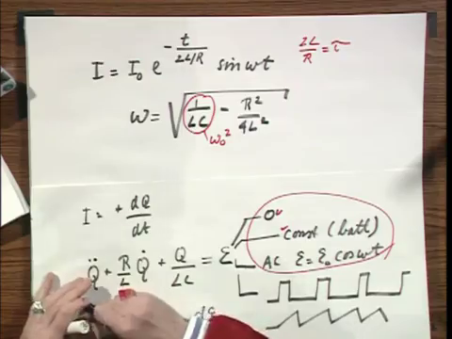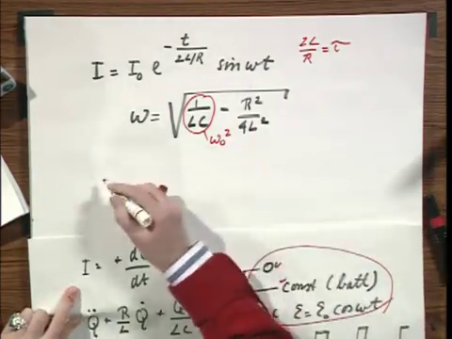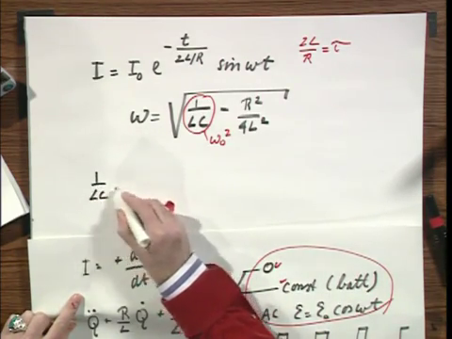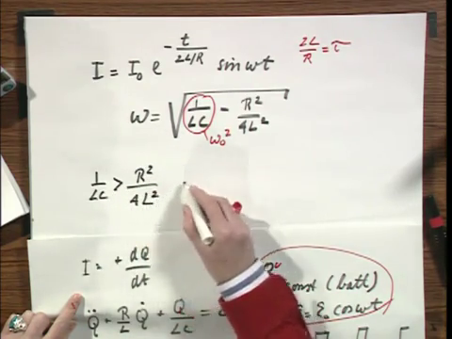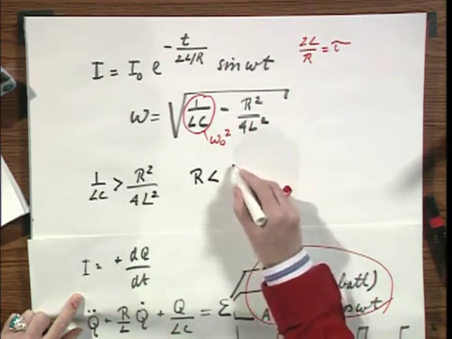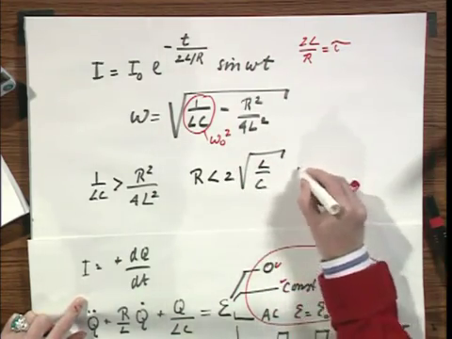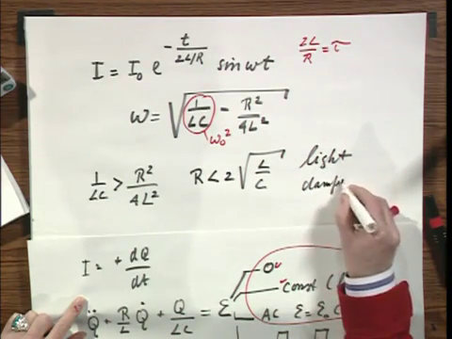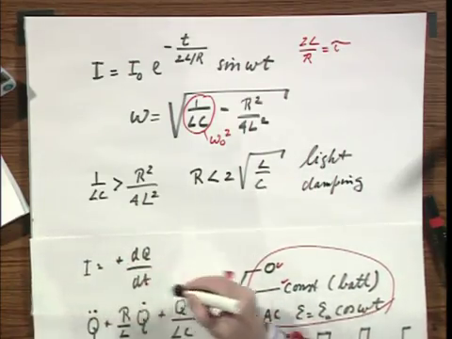Now omega has to be real, otherwise this would not have a solution. And that immediately tells you then what the conditions are for light damping. If 1 over LC is larger than R squared divided by 4L squared, which is a condition for a real value for omega, it is required that R be smaller than 2 times the square root of L over C. That would then be the case that I am discussing today of light damping. If this is not the case, you get a different behavior which I will not discuss.